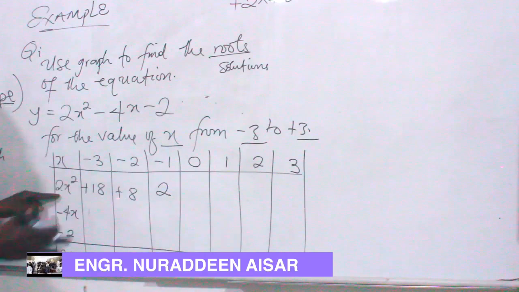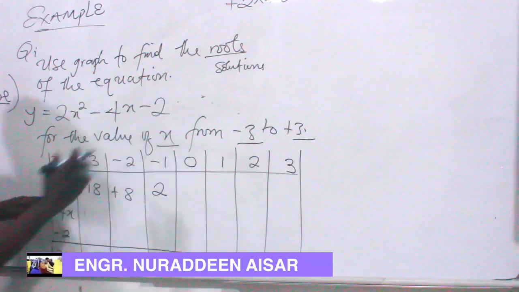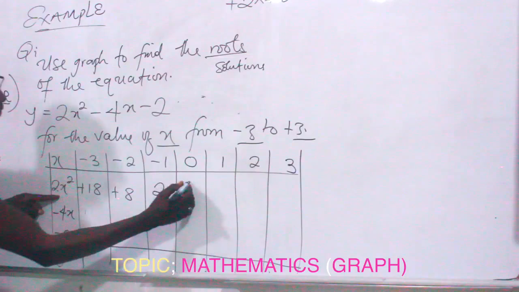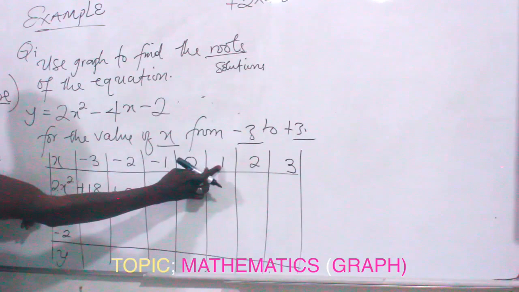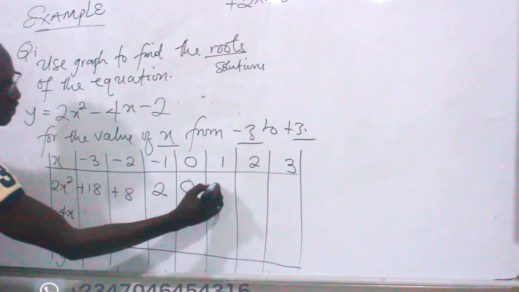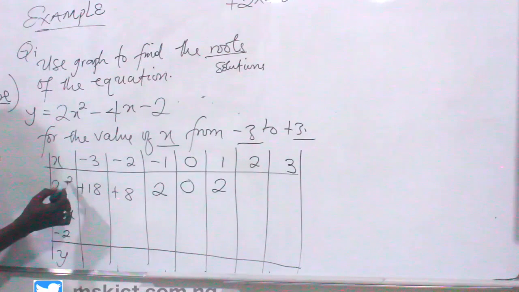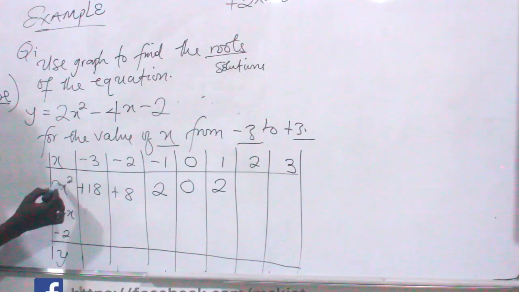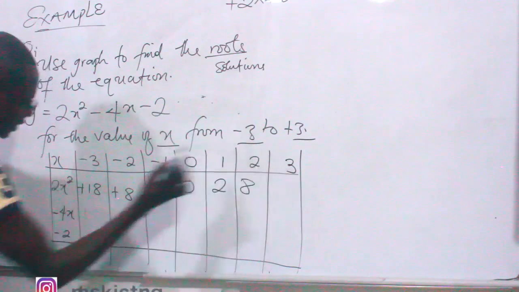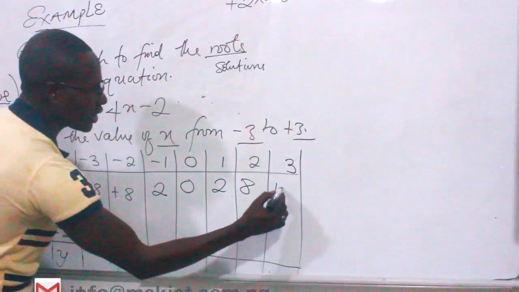That is, you are substituting the value of x in each value of x given here. So 0 times 2 will give you 0, of course. When x is 1, 1 squared is 1. 1 times 2 will still give you 2. When x is 2, 2 squared is 4. 4 times 2, of course, 8. And when x is 3, 3 squared is 9. 9 times 2 is 18.